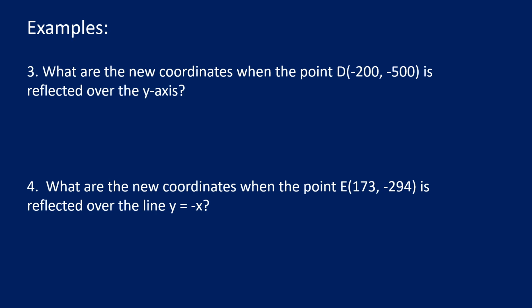Okay, so reflecting over the y-axis. Again, you don't want to get out the graph paper for -200, 500. You just want to think about where it is. -200, -500, down here. Good enough. And what am I going to do? I'm going to flip it over the y-axis. So I'm going this way.